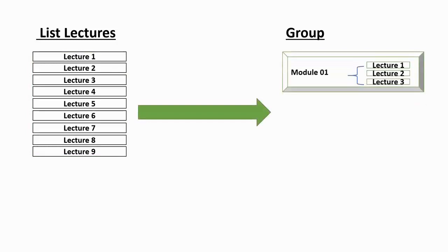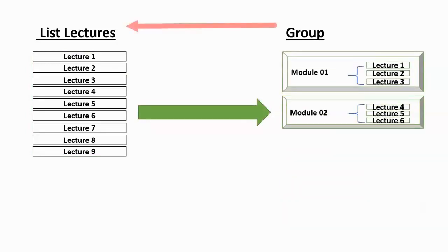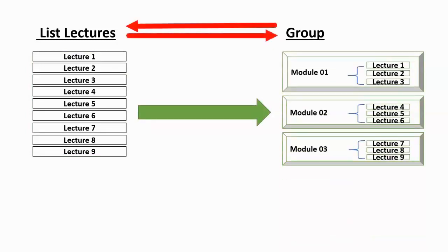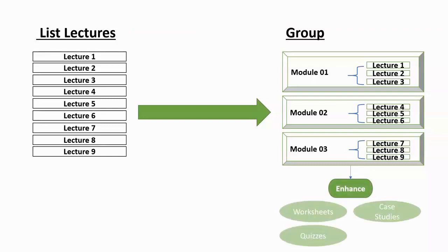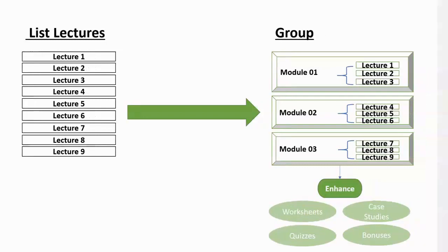After that, group the lectures into modules and sections. Some creators prefer to start listing the main points to reach the result, then break them down into lectures. Both methods can work. It is your choice to do it in the way you prefer. Once you create the modules and list all lectures, based on the feedback, you start the enhancement phase by adding worksheets, quizzes, case studies, and bonuses.